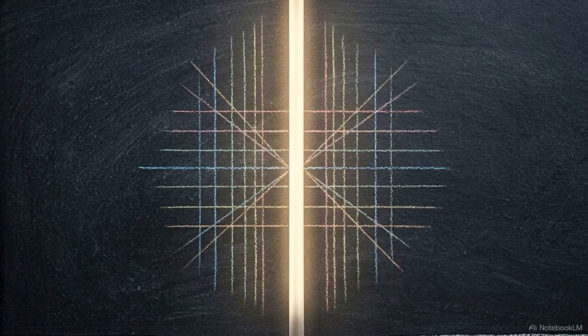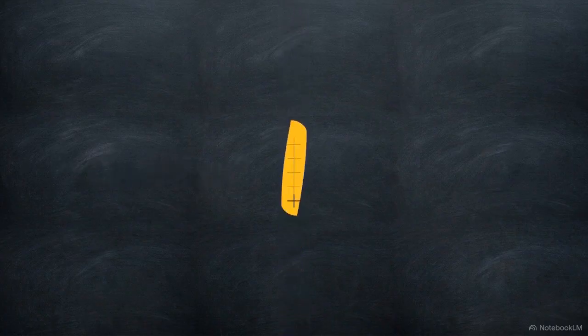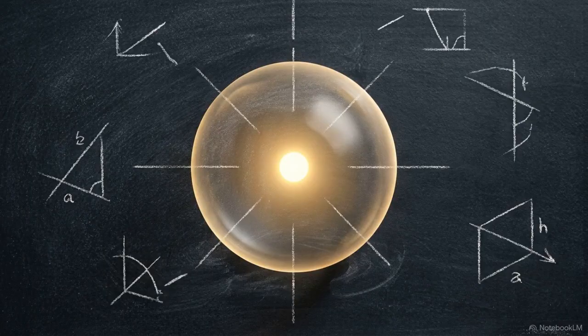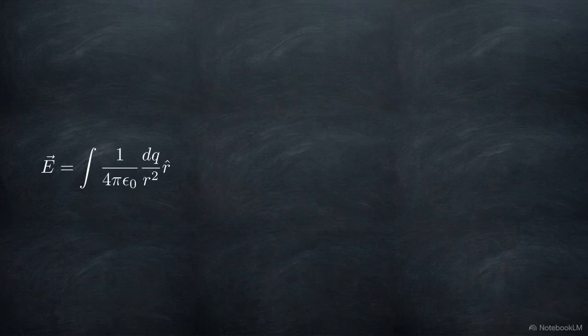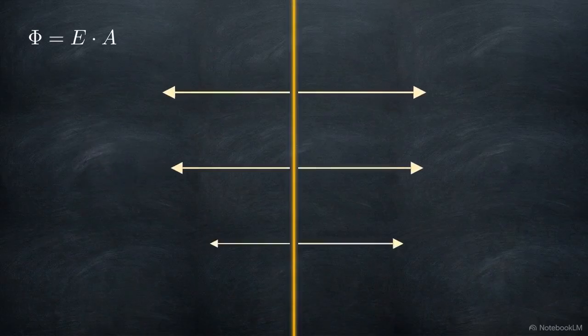While brute force integration can solve this, there is a more elegant method for systems involving infinite continuous charges. We can bypass the complex calculus by analyzing the physical geometry of the wire itself. This is where we apply Gauss's law. Gauss's law allows us to translate a system's spatial symmetry directly into an algebraic equation.